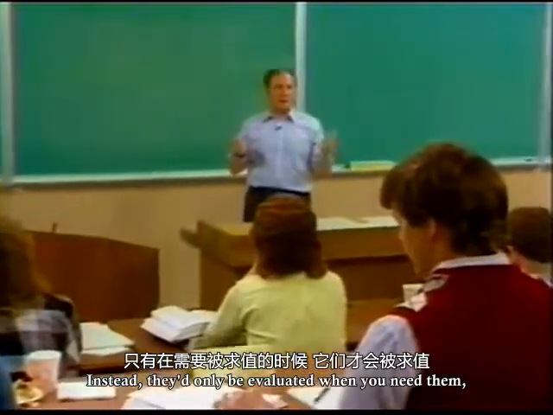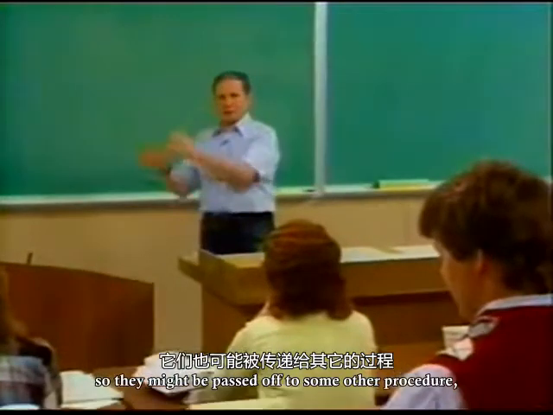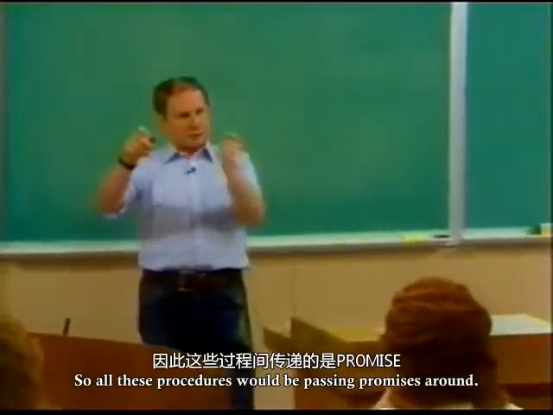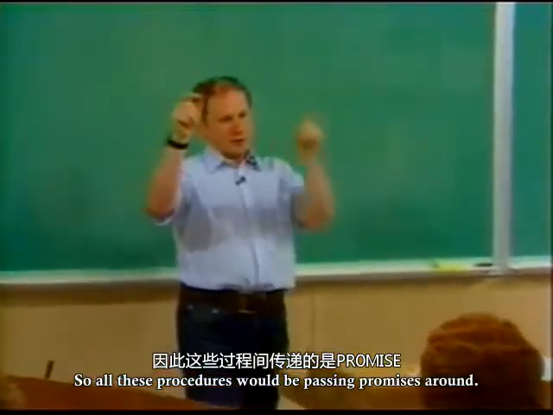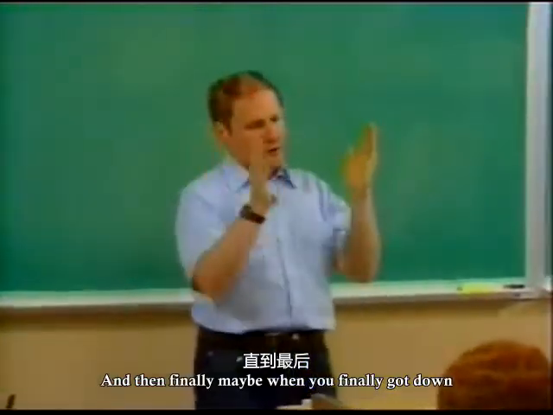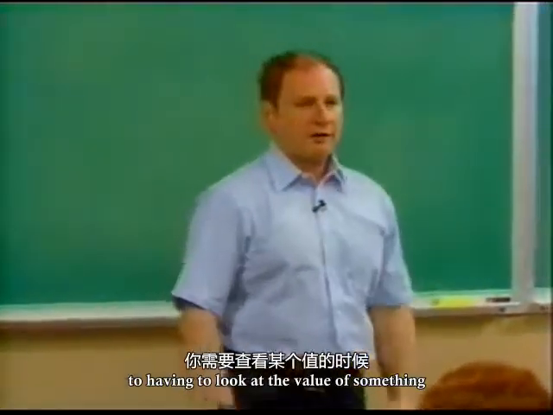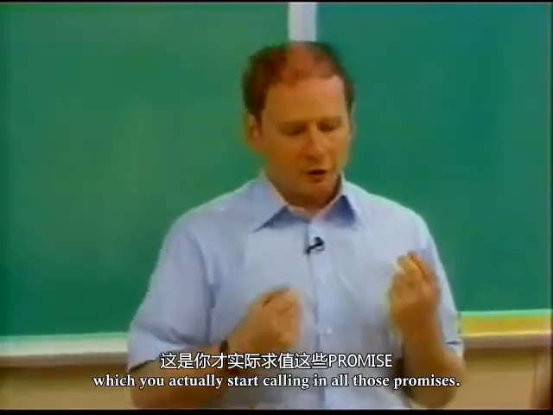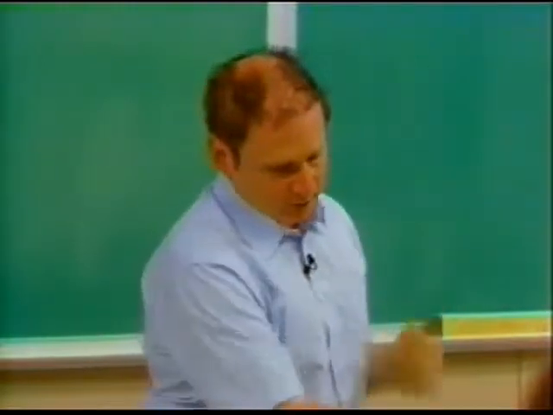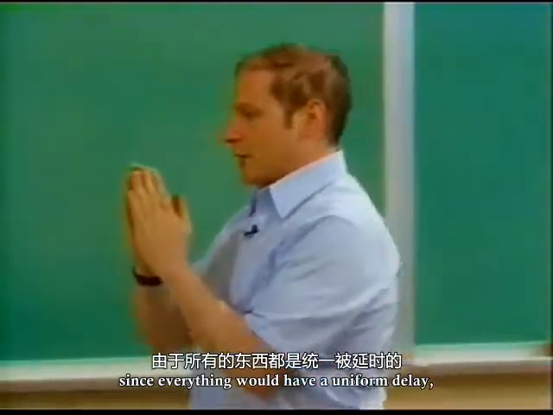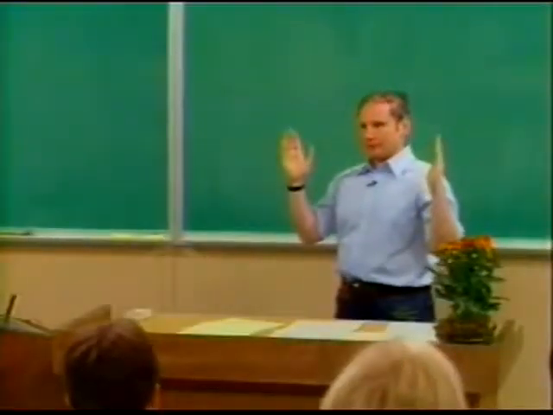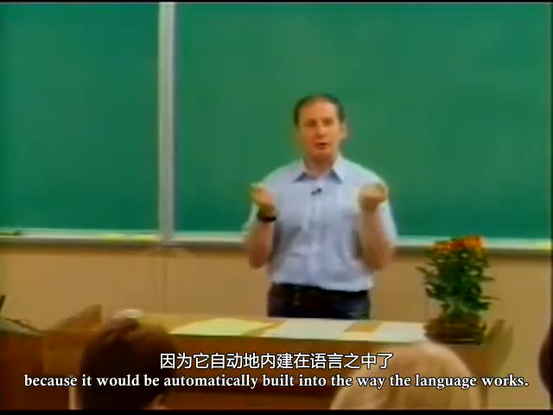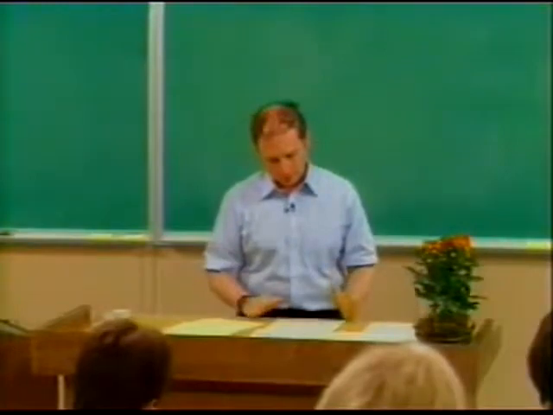Instead, they'd only be evaluated when you need them. So they might be passed off to some other procedure which wouldn't evaluate them either. So all these procedures would be passing promises around, and then finally, maybe when you finally got down to having to look at the value of something that was handed to a primitive operator, would you actually start calling in all those promises. If we did that, see, since everything would have a uniform delay, then you wouldn't have to write any explicit delays, because it would be automatically built into the way the language works.